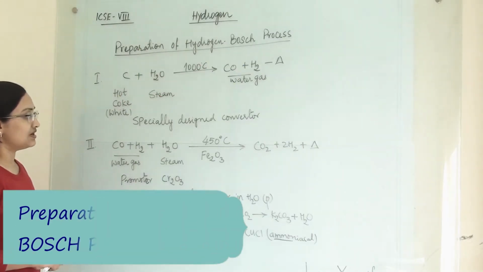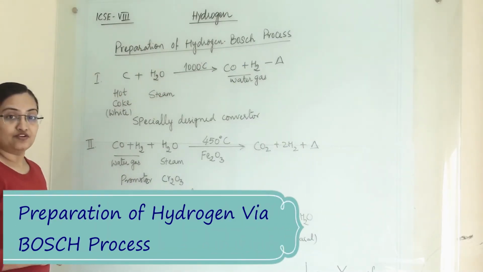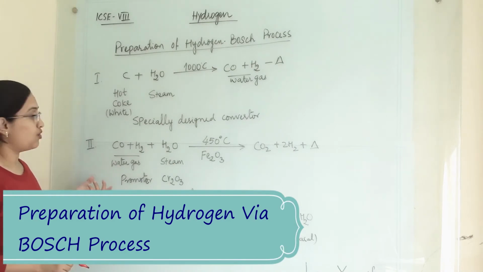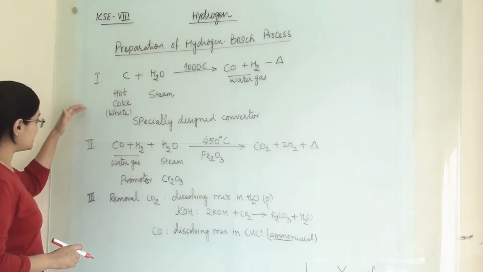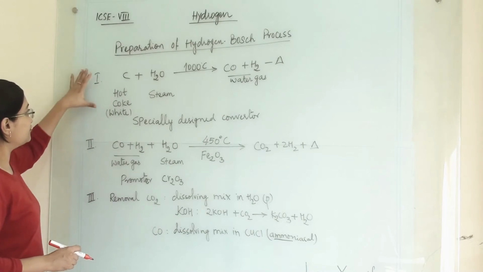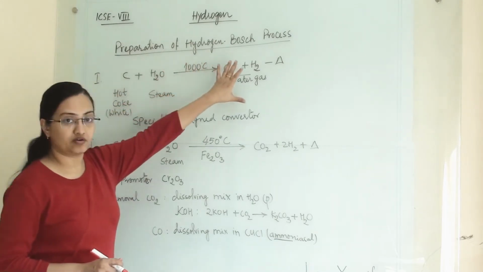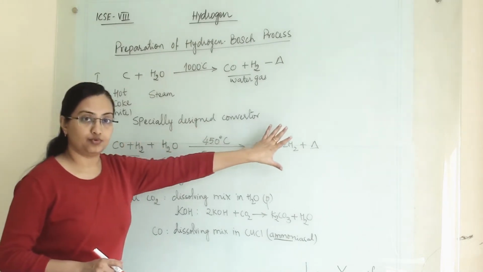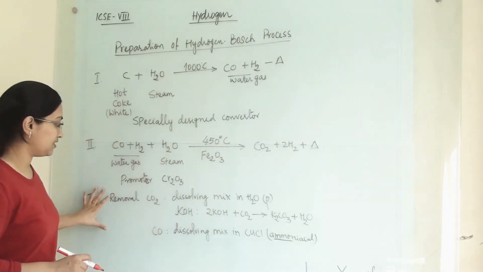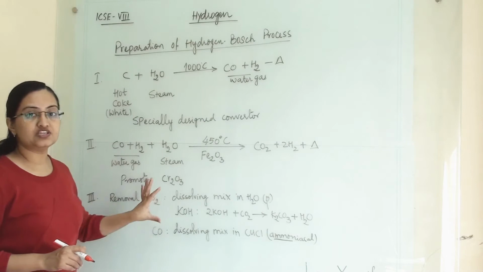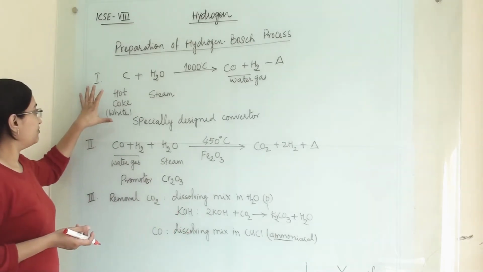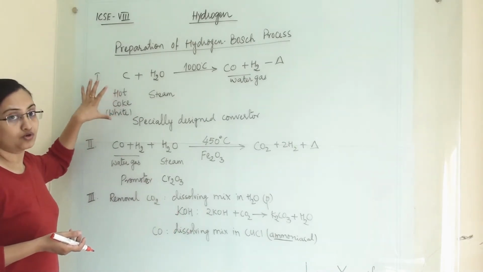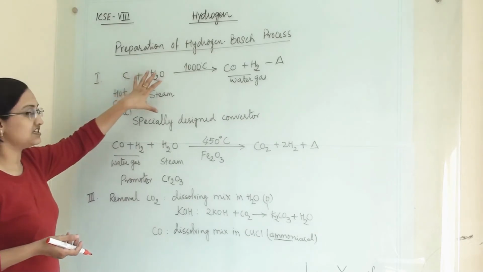So let us see now how we can manufacture hydrogen gas via the Bosch process. In this process there are three steps. First, we are making the water gas. Then in the second step we will get our product, and in the third step we are removing the impurities from the product. In the first step we are taking white hot coke that is reacting with the steam.